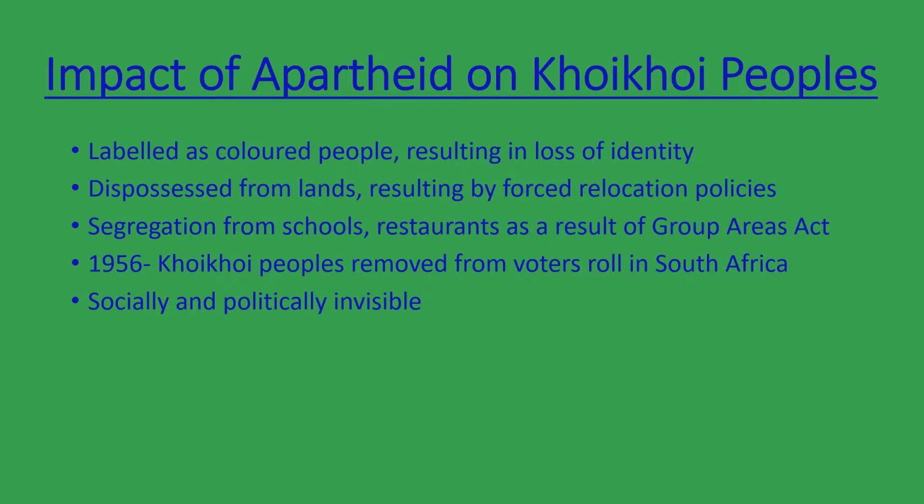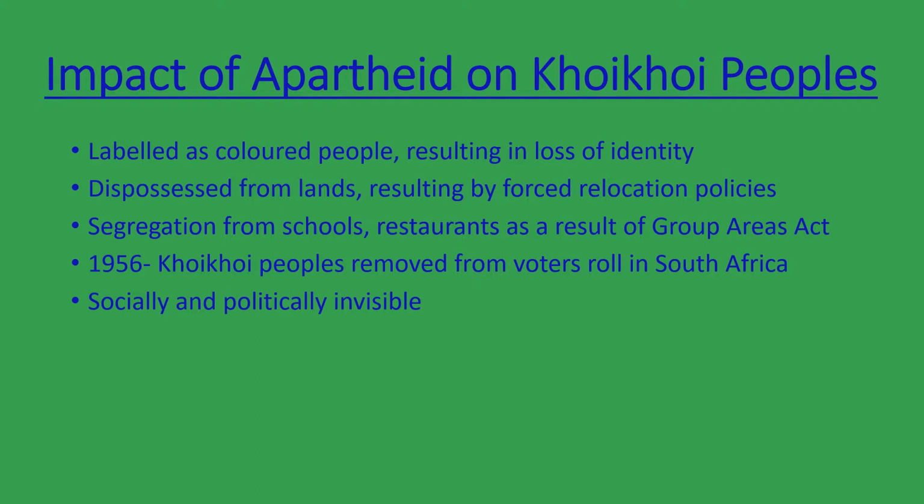Okay, so the impact of apartheid on Khoikhoi peoples. During apartheid, they were labeled as colored people, so they weren't considered Khoikhoi, so this resulted in a loss of identity. It was neglecting their distinct identity as people, so it was another form of racism. So they were dispossessed from their lands, resulting from forced relocation policies. Segregation from schools, restaurants as a result of the Group Areas Act.